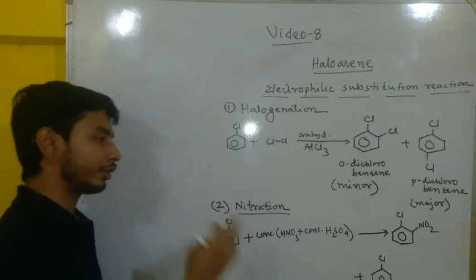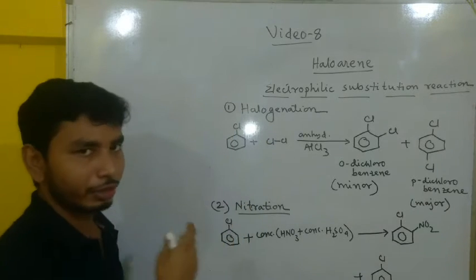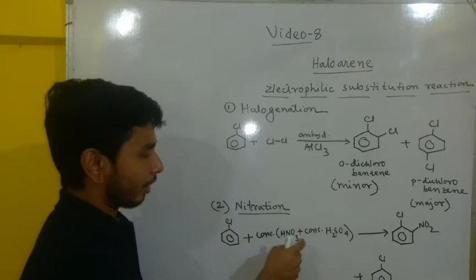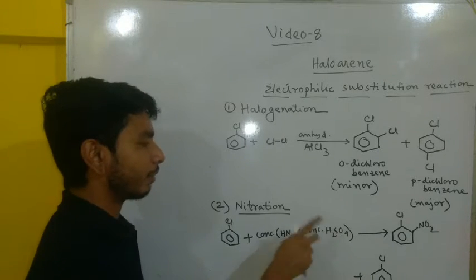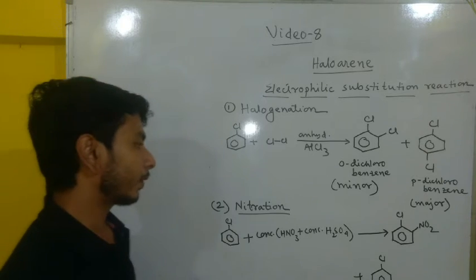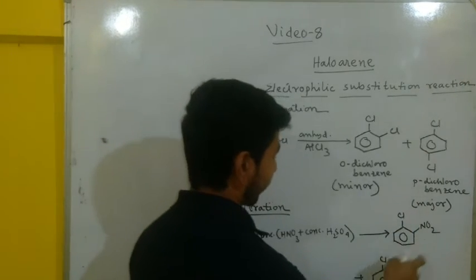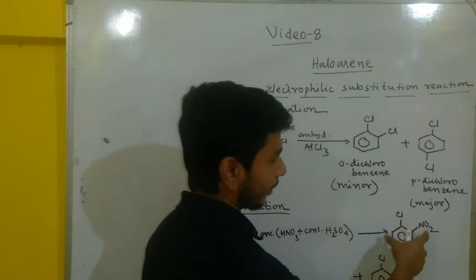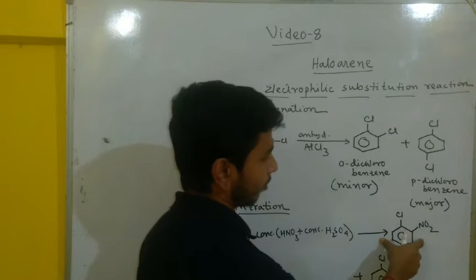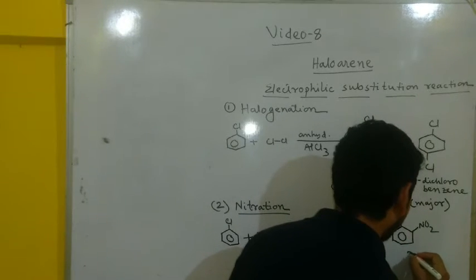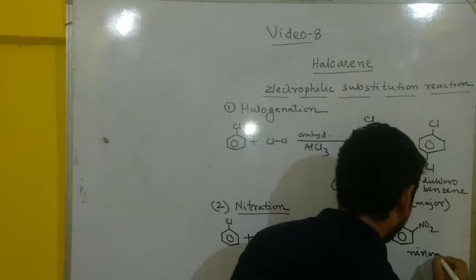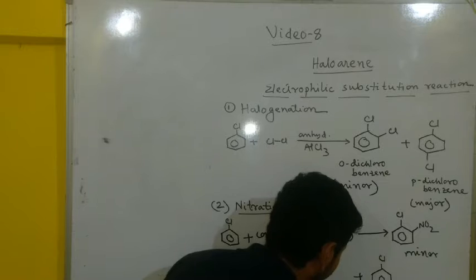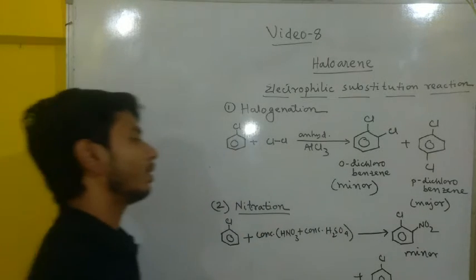So nitration means addition of nitro group. Halogenation means addition of halogen group. Nitration reagent is nitration mixture. Nitration mixture is concentrated nitric acid plus concentrated sulfuric acid. Now again, out of the two products, which one is major product? In ortho product, repulsion is more, stability is less, so it is less amount, that is it is minor product, and the other is major product.